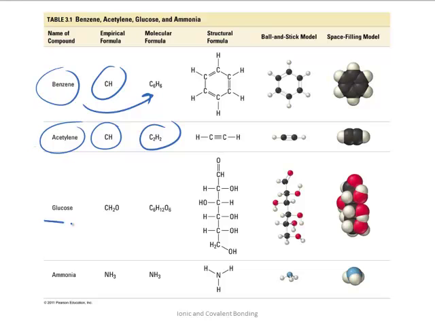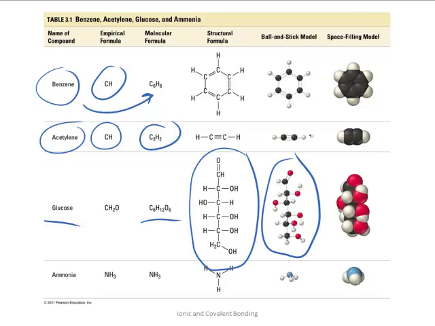Okay, glucose, C6H12O6, is a simple sugar. It turns out that C6H12O6 can be the formula for a variety of different molecules. So, of course, if we want to show that this is glucose and nothing else, we might need to show the structural formula, the ball and stick model, or the space-filling model.